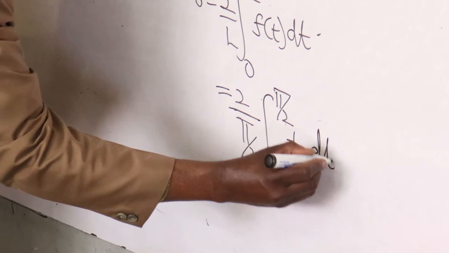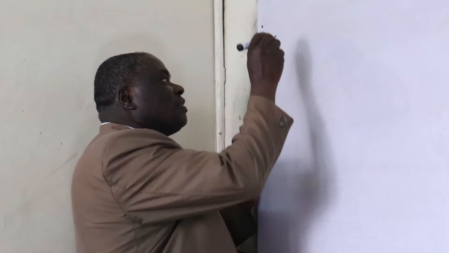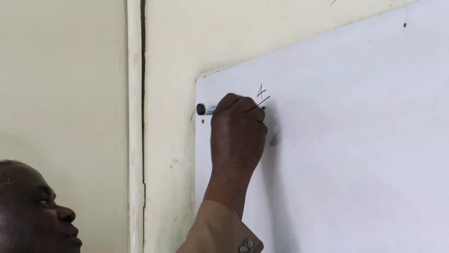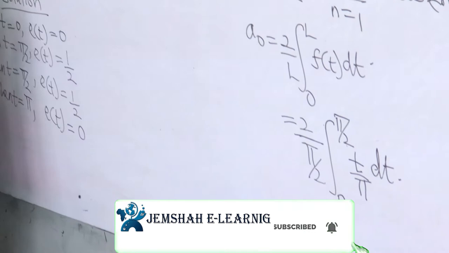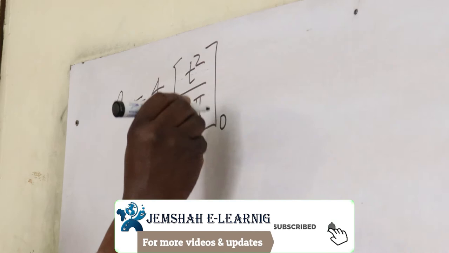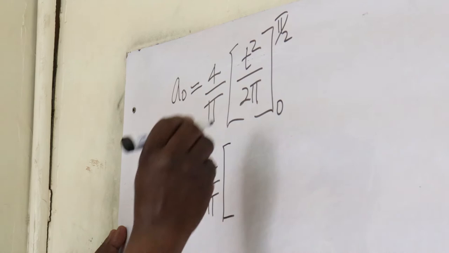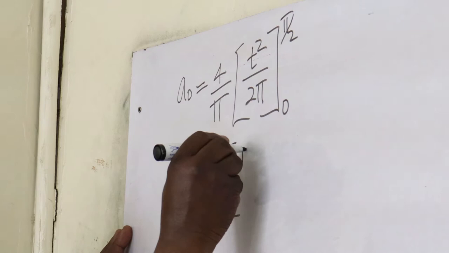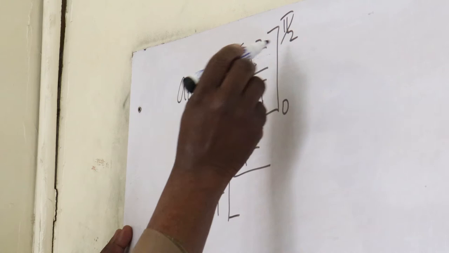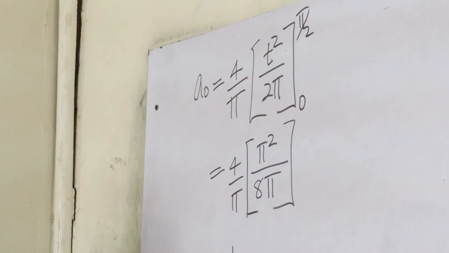Now this t all over pi, we multiply with the dt. So our a0 will now be equal to 4 all over pi. 2 divided by pi all over 2, we get 4 all over pi. When we integrate that, we get t squared all over 2 pi, and then we input our limits from 0 to pi all over 2. Where there is t, we put pi all over 2, we get pi squared over 4, so it will be 8 pi. The lower limit will bring all zeros. So the answer is a half.